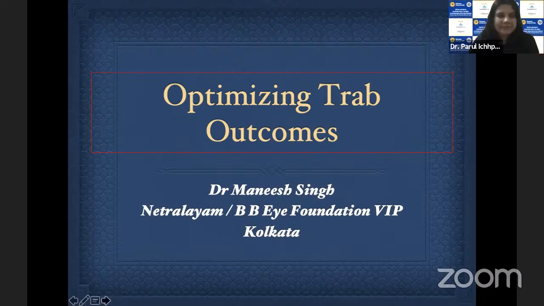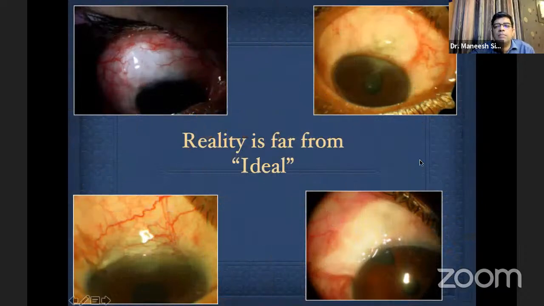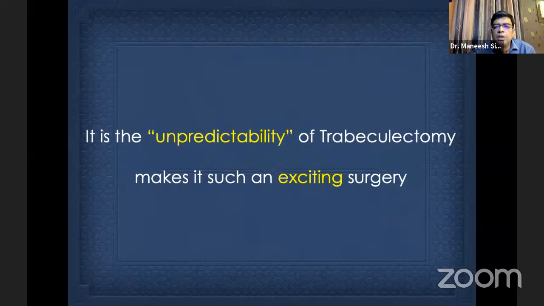Yes. Okay, thank you. So this is what we aim for, nice diffuse bleb, slightly avascular with IOP in early teens or maybe even single digit. But the reality of trab is far from ideal, and blebs can come in all forms and shapes. So it's the unpredictability of trab which actually makes it a very exciting surgery. Even if you are the best glaucoma surgeon in the world, it's very difficult to predict that on day one the pressure will be 4, 14 or 40. So it is so difficult to predict.